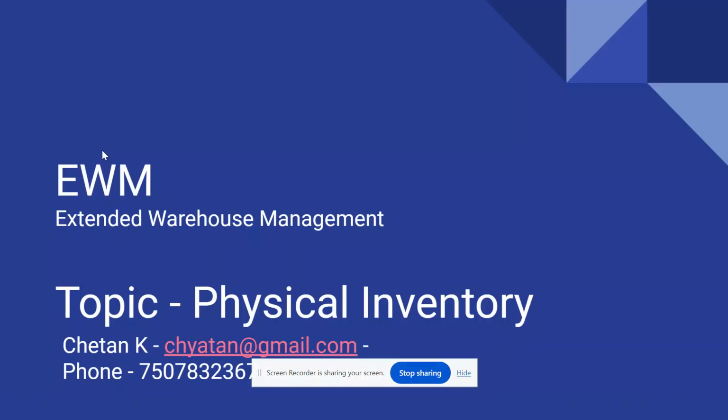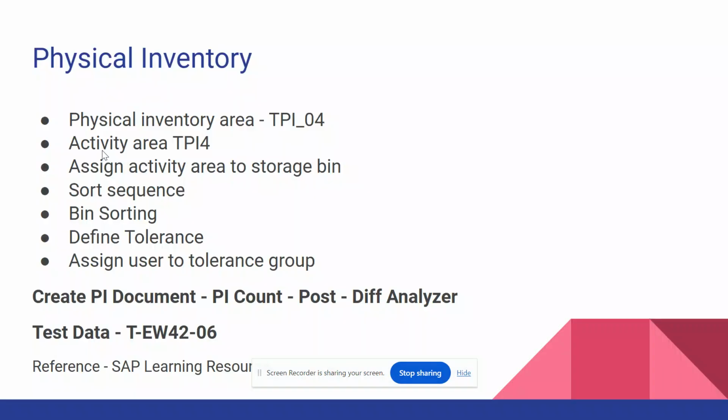I am going to cover one of the important topics, physical inventory in EWM. Basically, for any company to keep their inventory up to date, they have to follow the physical inventory process. So we will try to understand how it's performed. For this, we need to do some customization settings, and after completing them we need to run one simple cycle to understand how it is working.